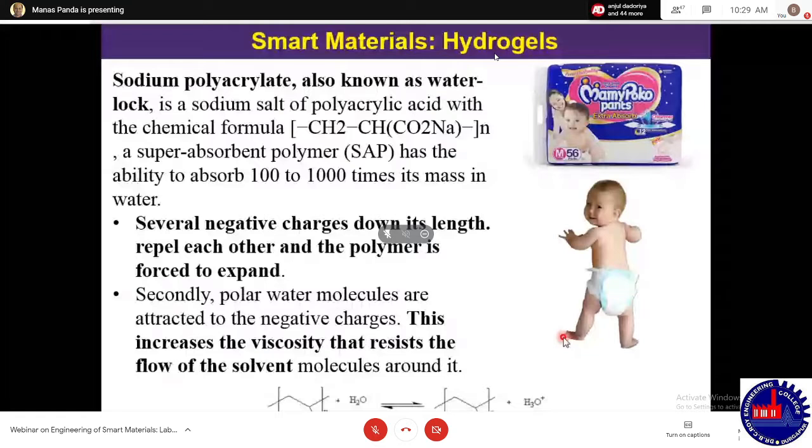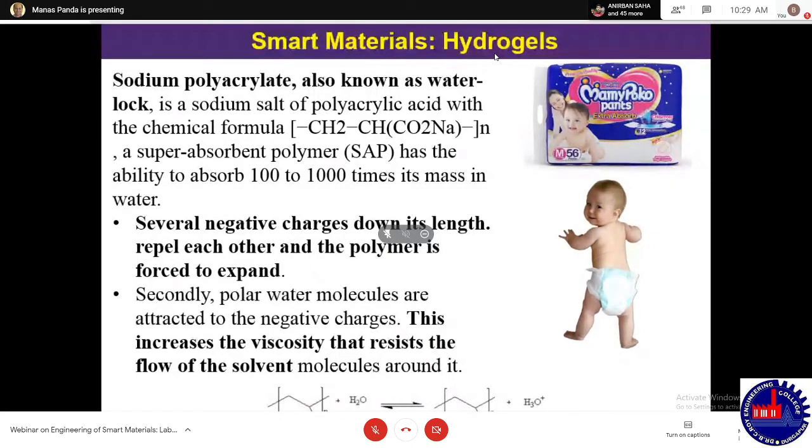And that is the chemistry behind baby diapers. For a long time they can pee on that, and still it is not wet, because they can take 1,000 times more water than their actual weight. And the mechanism is already explained here. The negative charges, when they are salt, because of the repulsion, they try to expand as much as possible. That is why after absorbing water, they are expanded. They are expanding in their volume.